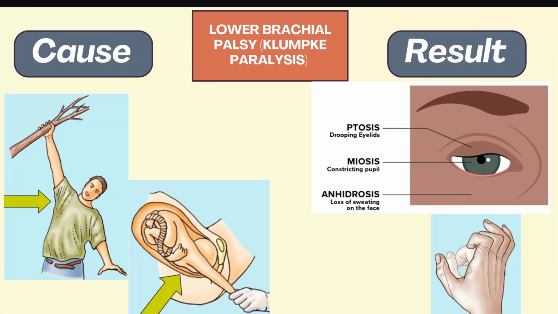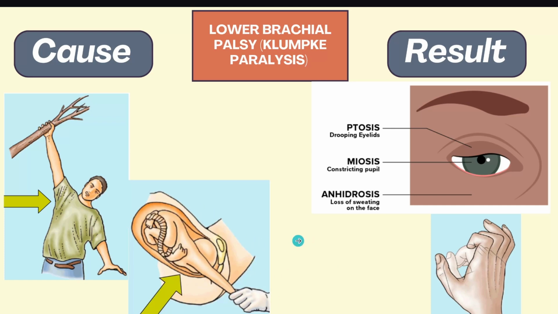Now that we have upper brachial palsy done, let's talk about the lower brachial palsy. What causes lower brachial palsy is an extensive pulling of the upper limb, either from falling down and holding onto an object, or during birth if the doctor pulls on the baby's hand. This is going to cause an injury to your lower brachial plexus, specifically your C8 to T1 roots.